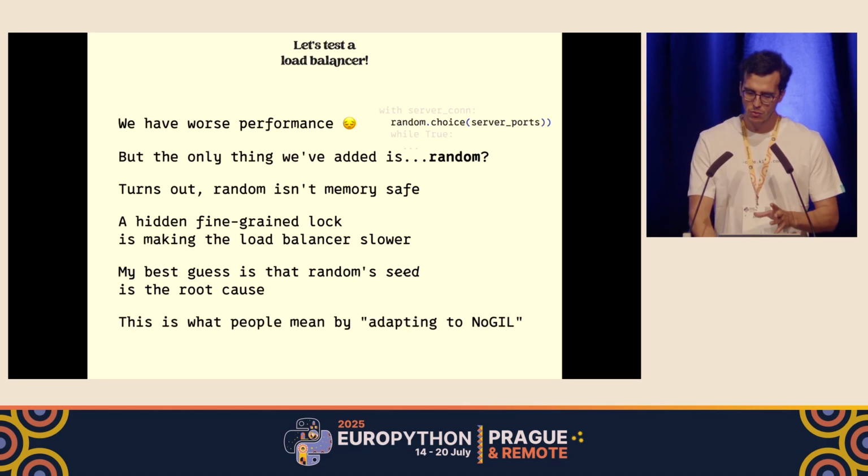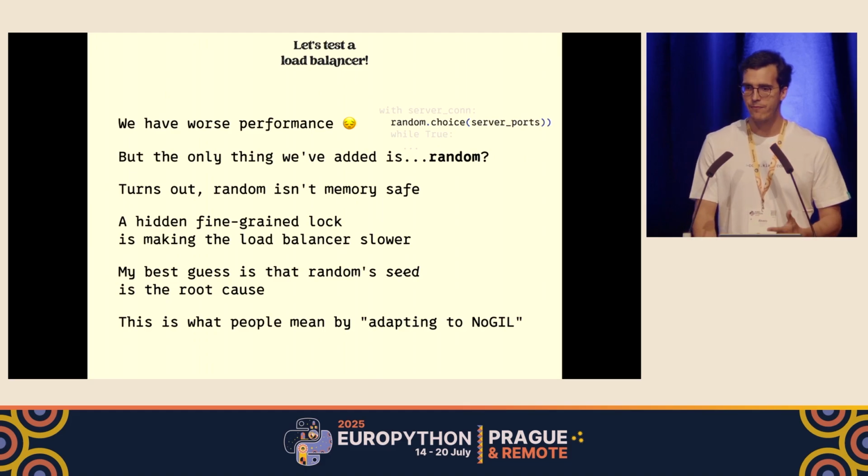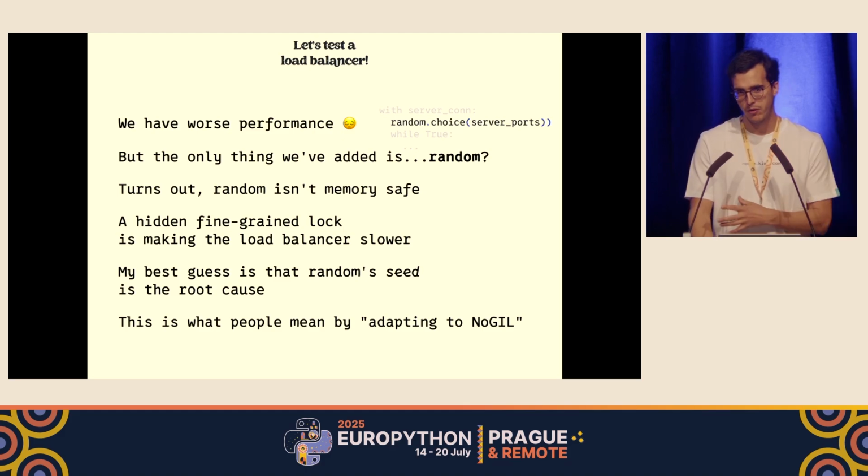This is what people talk about when they talk about adapting to the free-threaded build. It's not that memory safety is difficult. If you've been an experienced developer with memory safety, you should be able to do this stuff. The problem is that you don't know where the memory safety has to be placed and where the fine-grained locks have to be in place to make this program work. And that's why adapting to free-threaded Python is going to be very difficult, especially if the library has been around for a long time.